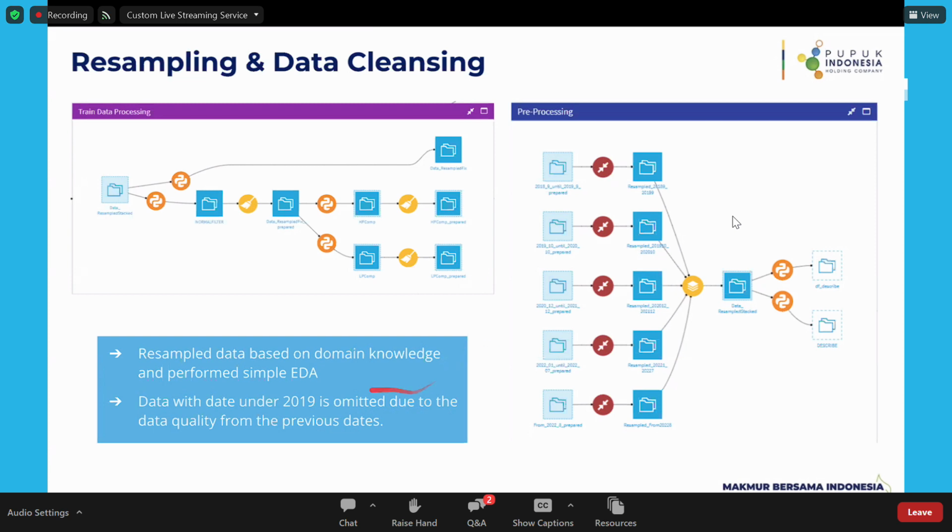And then we also omit the data before 2019 because of its quality. Because in 2018, we had just started the piloting process, so the data was not quite good at the time. That's why we just use 2019 onwards.